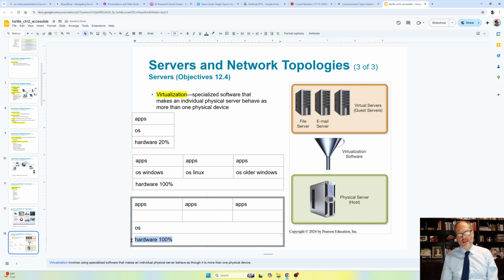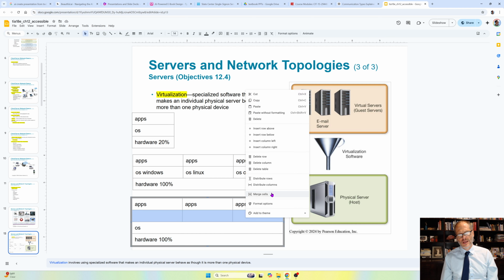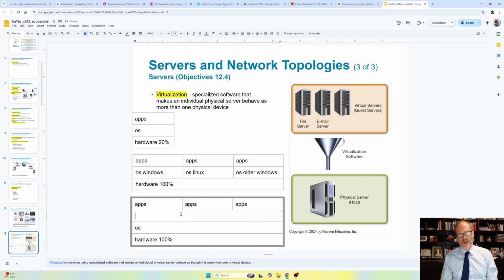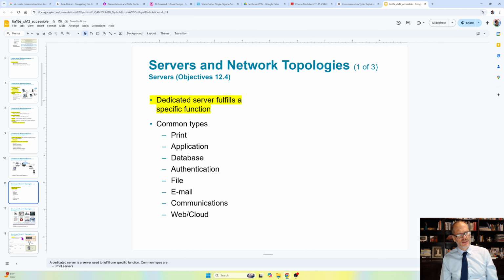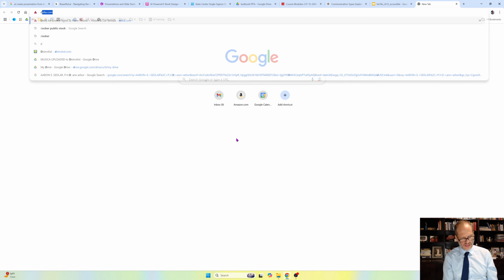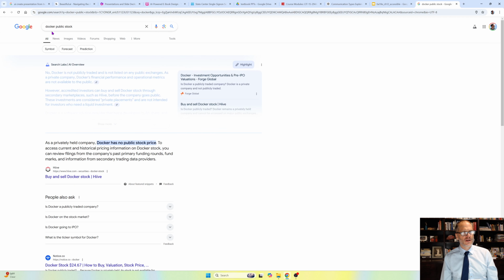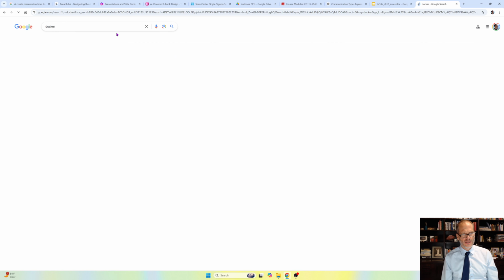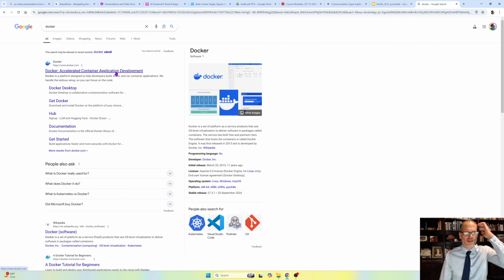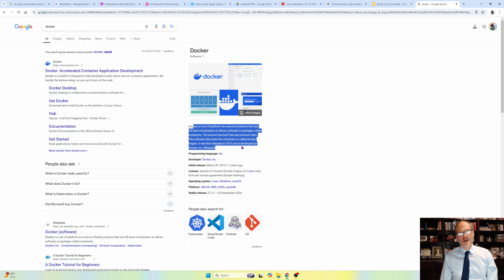So they said, all right, let's put the hardware here. Let's put the operating system here. And then here, let's run Docker. And they created this software called Docker. And so here is Docker. Docker is not public, but here's Docker. So Docker is container application development, okay? And you can pause the video and you can read about that.